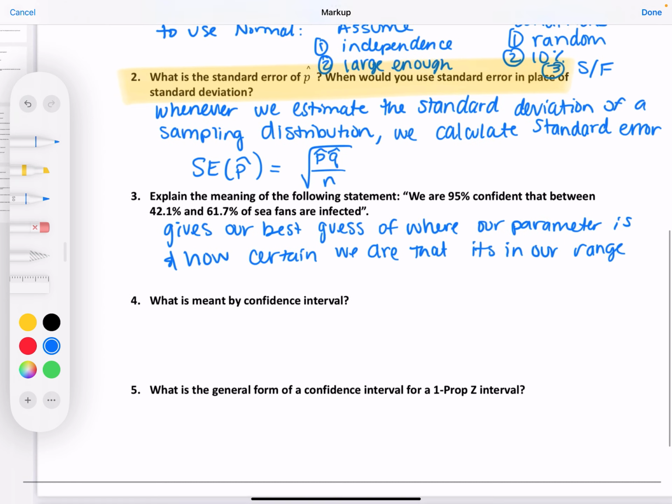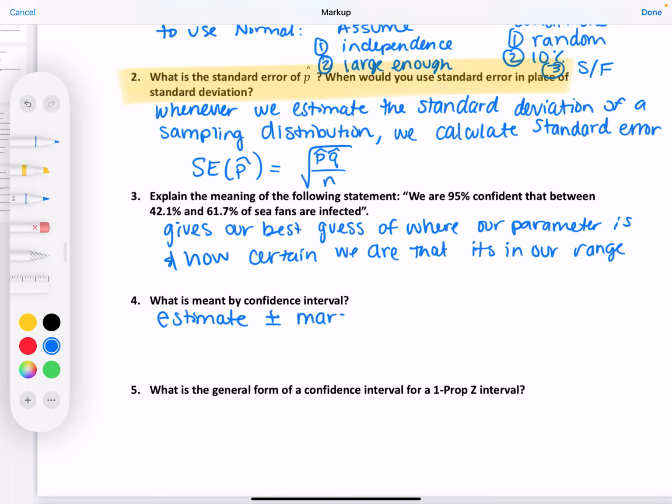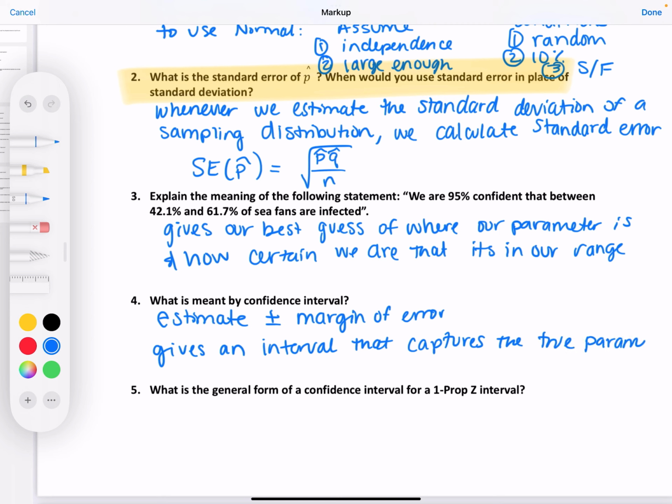What is meant by confidence interval? It is the estimate plus or minus margin of error. And it gives an interval that captures the true parameter value. You'll need that one.